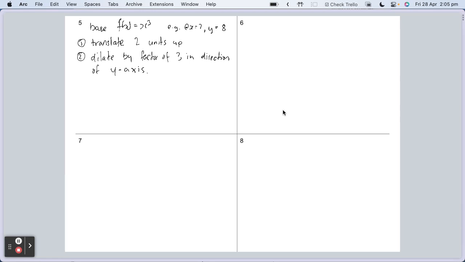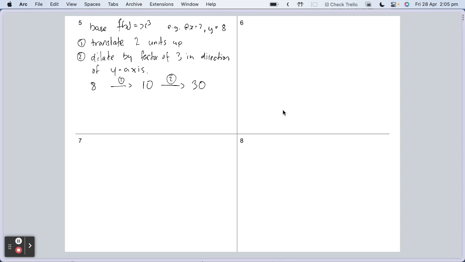So that means the coordinate of our base graph is going to start with 8. And now I'm going to apply the transformations. Transformation number 1 is translate by 2 units up, so 8 would become 10. Then I'm dilating by a factor of 3, which means that for all my y coordinates, I'm going to scale them up by a factor of 3. So what was 10 is now 30. Yeah, you did say 30. Yeah, that's all. Is that okay?